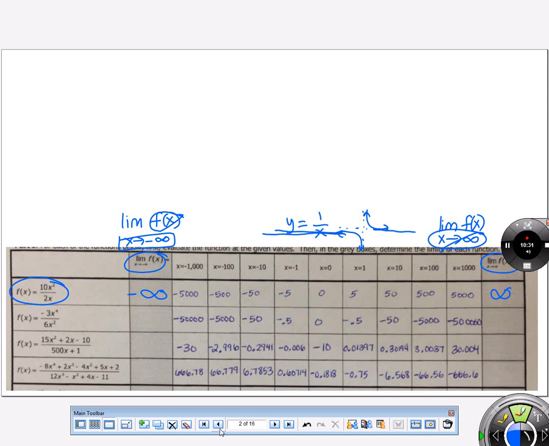Okay, let's talk about results. From the first section, the first 4 rational functions that we were looking at. For the second one, what did we get as the limit as x goes towards negative infinity? Negative infinity. And as x goes towards positive infinity? Negative infinity. All right, the third one, as x goes towards negative infinity.